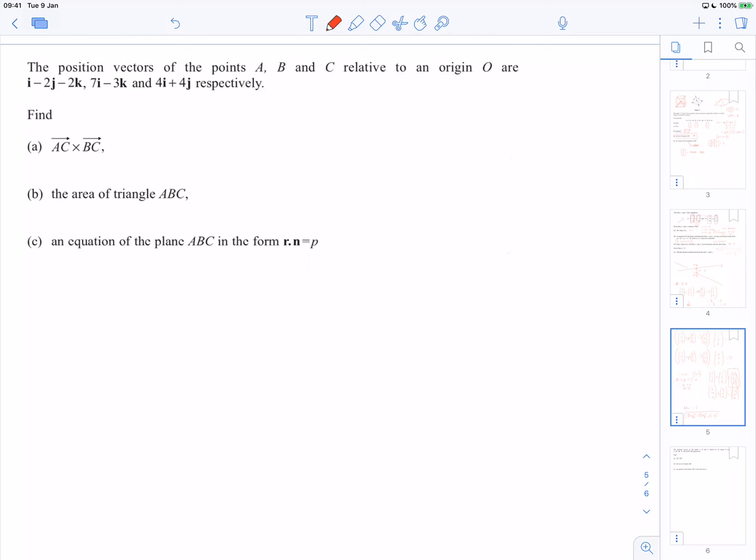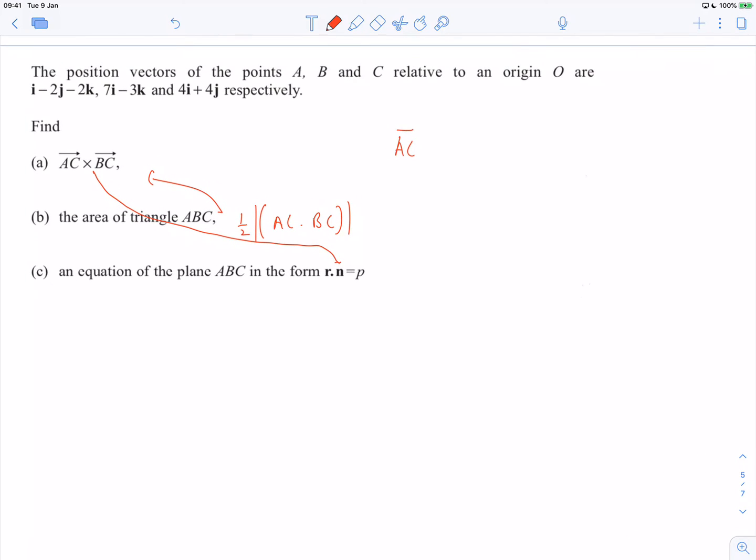Right, first of all, the area of the triangle ABC is just going to be a half of my previous answer, which is AC crossed BC, but the magnitude of it, because I don't know if it's negative or positive. Fine, and find the equation of the plane ABC. Well, this thing will just be my n, and I can just do the dot product. This is really easy. So first of all, let's define some things. What is A to C?